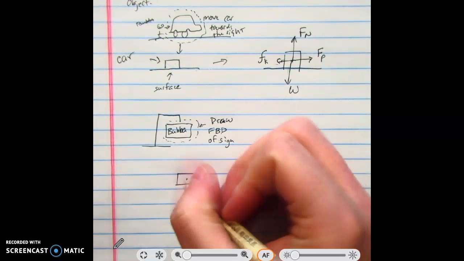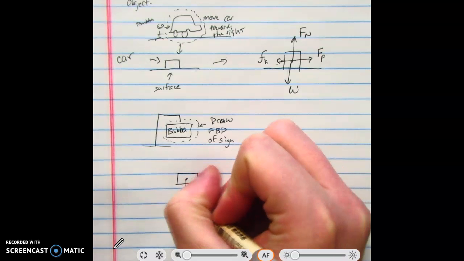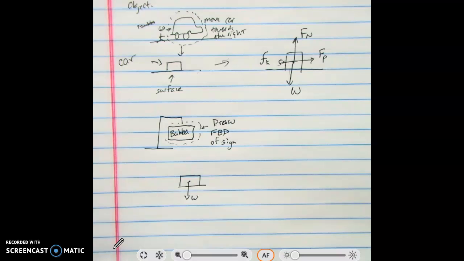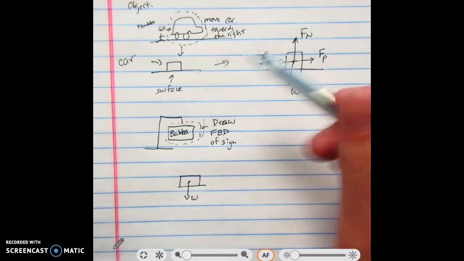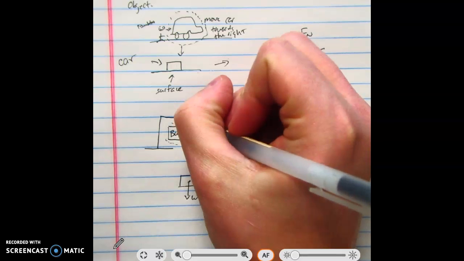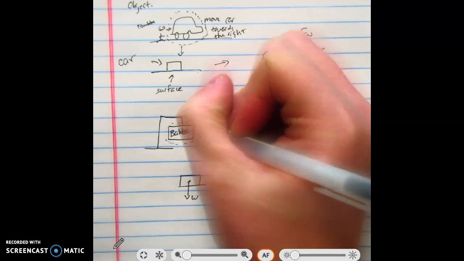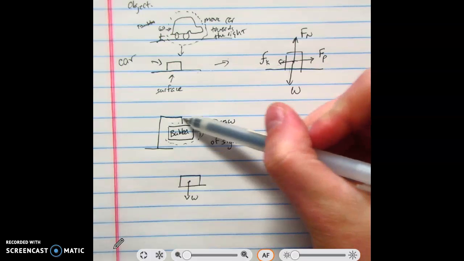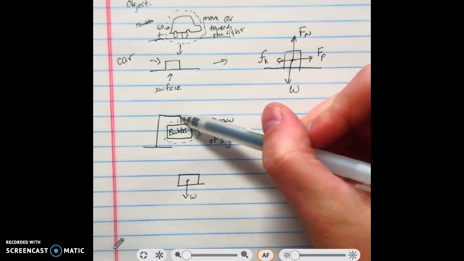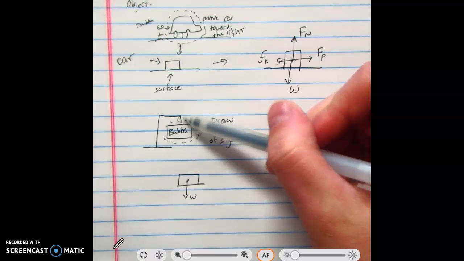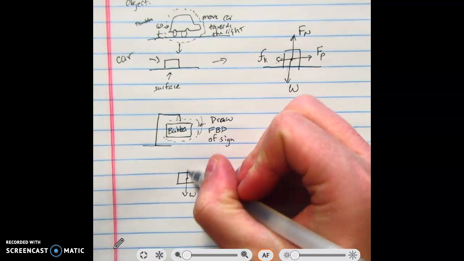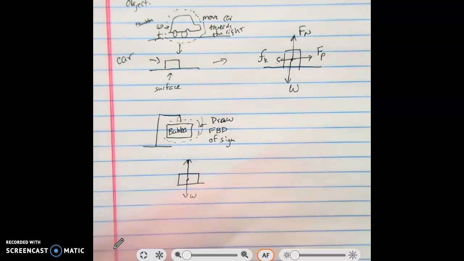Well, I have a force weight going down. Why do I have force weight down? Because you're on Earth. It does not matter, unless I said this is in space. Now, the sign is not touching a surface. So in this case, there's no force normal. But there's this little thing right here. That's probably some sort of cable, some wiring, whatever. So there is going to be some force upward.